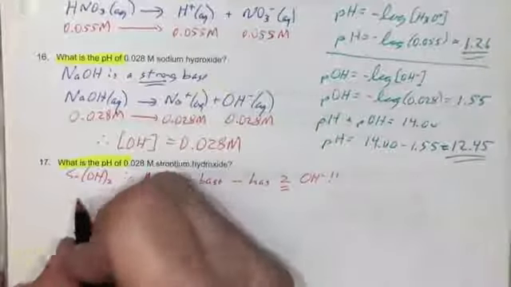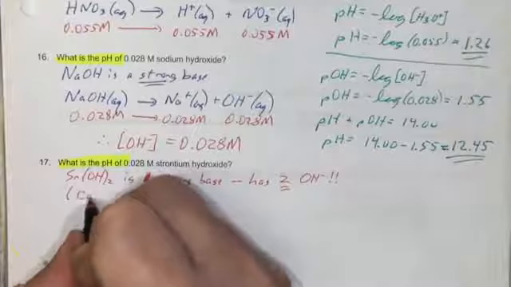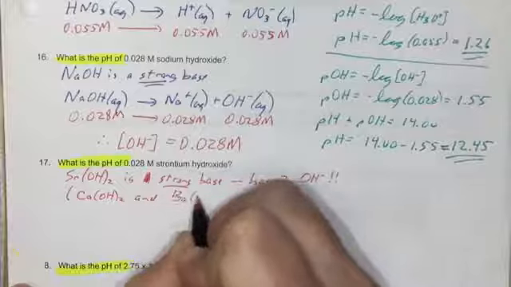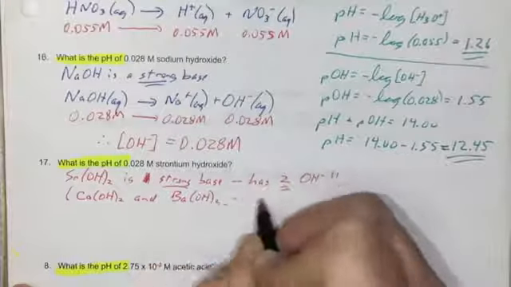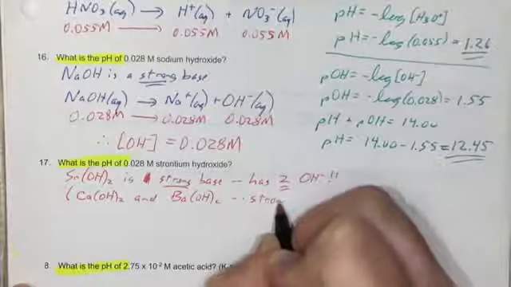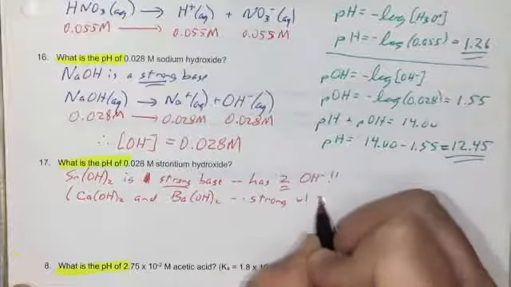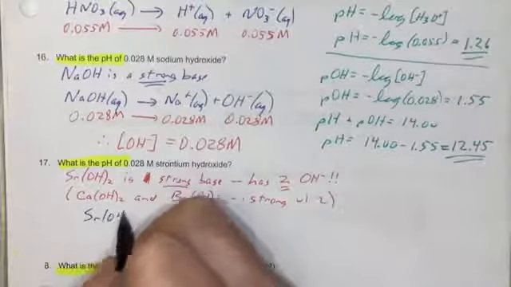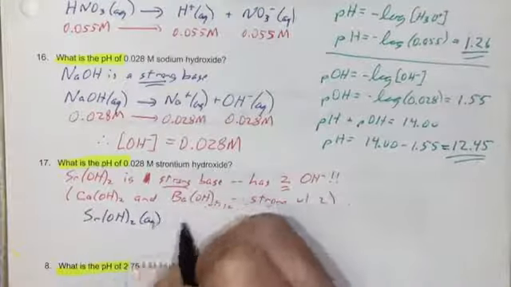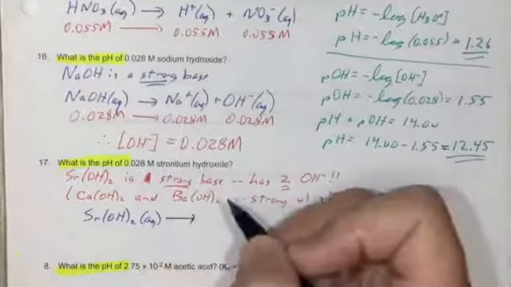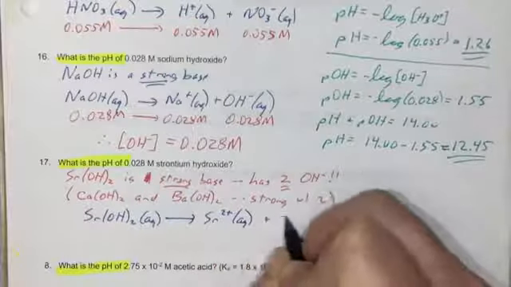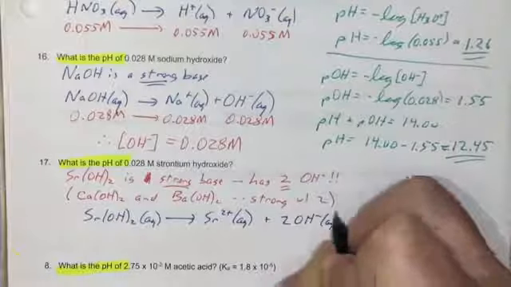Now, the other strong bases that have two OH minuses are calcium hydroxide and barium hydroxide. They are also strong bases with two hydroxides. So you have to know that. So that means that when you dissolve strontium hydroxide in water, since there are two hydroxides, and it's a strong base, there's a one-way arrow. It completely breaks up to give Sr2+ (aq) plus 2 OH- (aq).